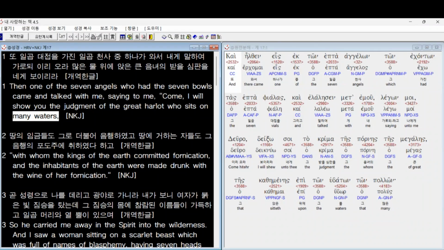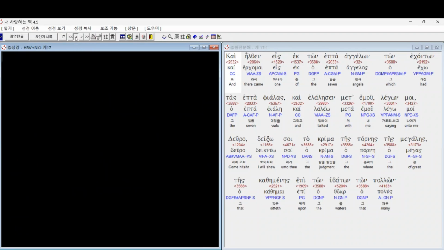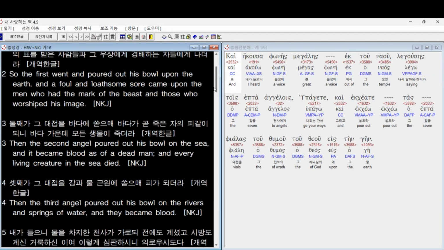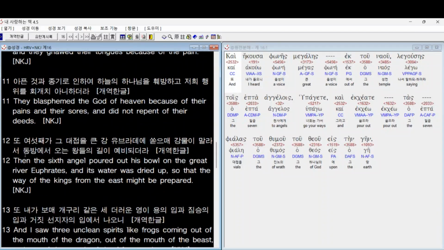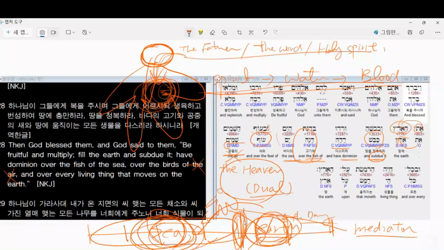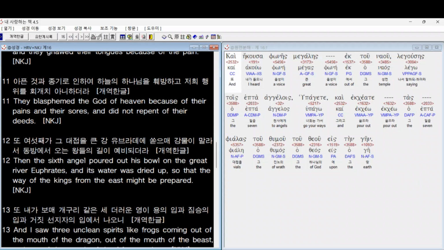That's why this is the 17. When we go back to chapter 16, go down to verse 13. The 6th messenger poured out his bowl, which is my 6th day. Right here, 6th day, right? Sea transformed to the dry land here. Great river Euphrates, water is dried up, which is the sea is dried up. Babylon is drying up, so that the way of the king from the east might be prepared.